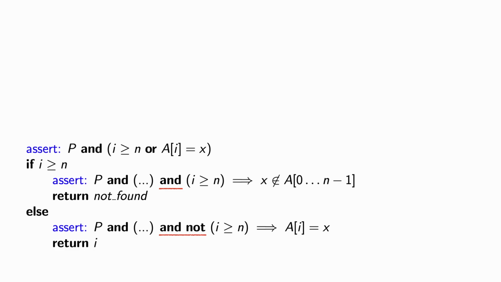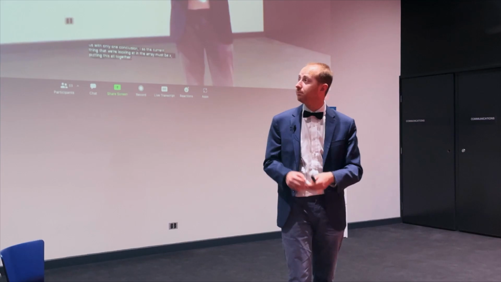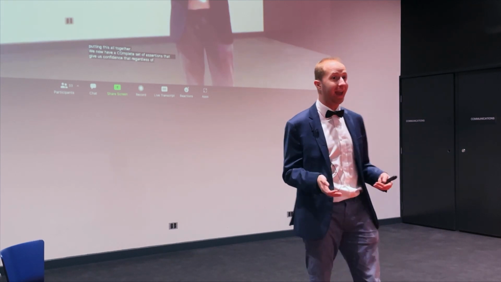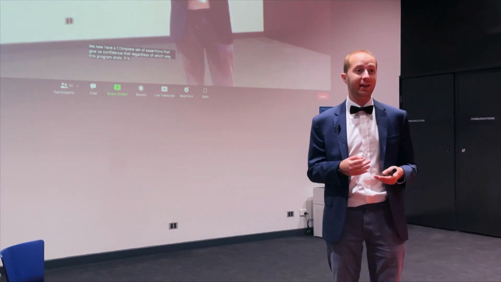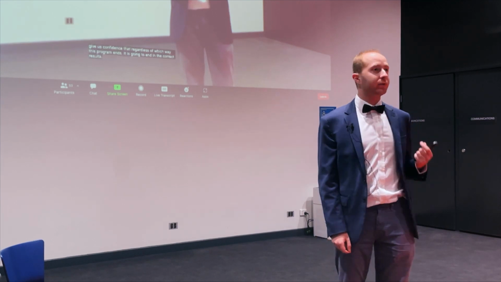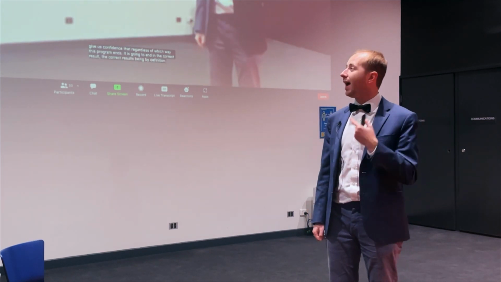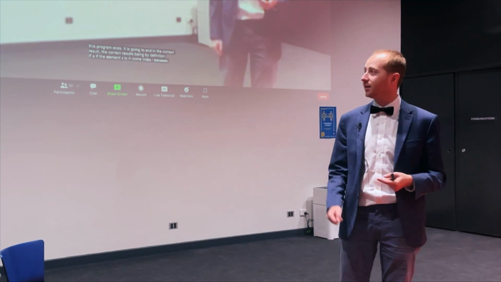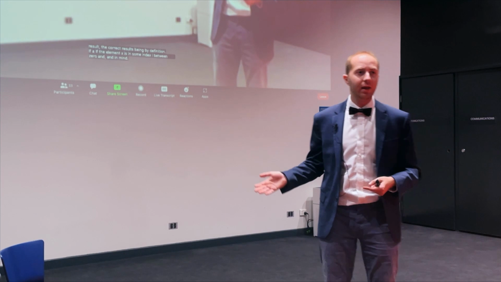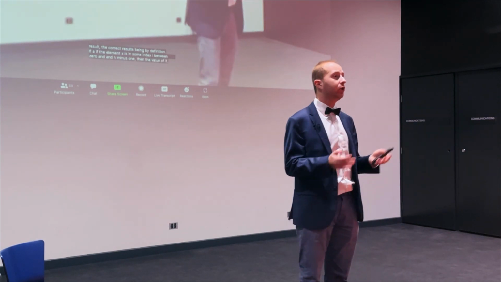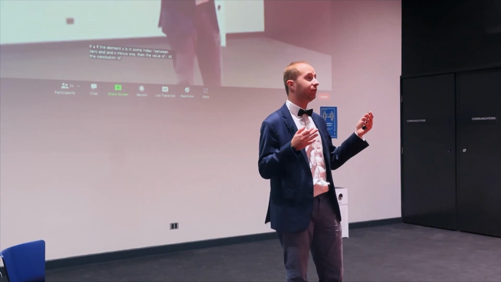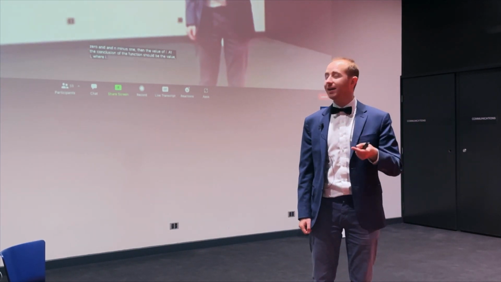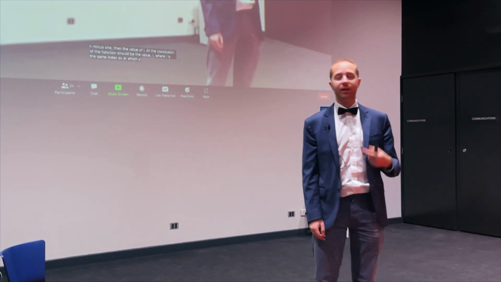Putting this all together, we now have a complete set of assertions that give us confidence that regardless of which way this program ends, it is going to end in the correct result. The correct result being, by definition, if the element x is in some index i between 0 and n minus 1, then the value of i at the conclusion of the function should be the value i, where i is the same index at which x is located within the array.